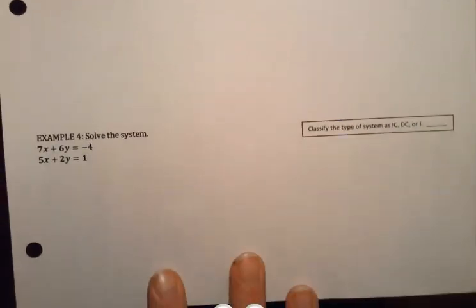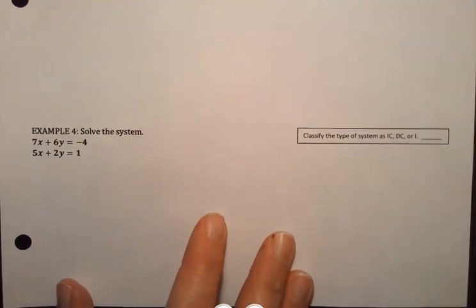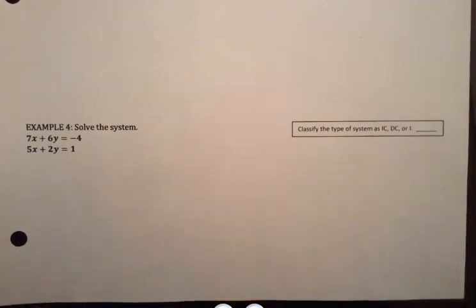Okay, let's go on down here to example 4. Solve the system. It's a little crooked there, I guess. I could straighten it up. Example 4, to solve the system, we have 2x plus 6y equals negative 4 and 5x plus 2y equals 1. So none of these are the same or additive inverses. So we have to multiply by a number that's going to make one of the variables the same.